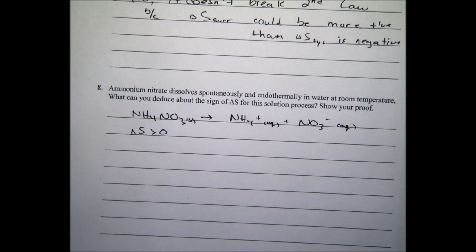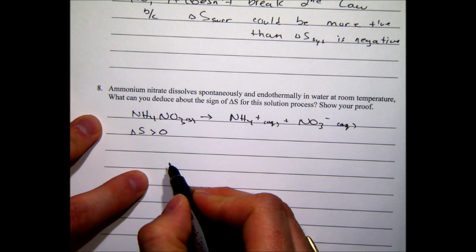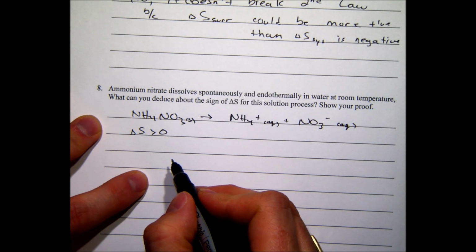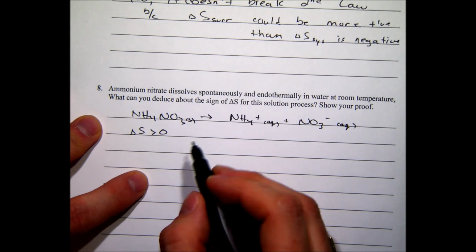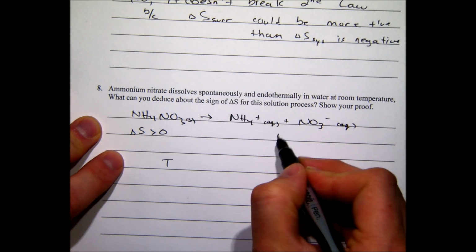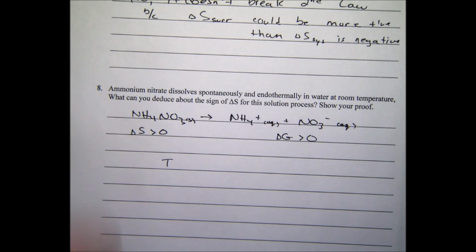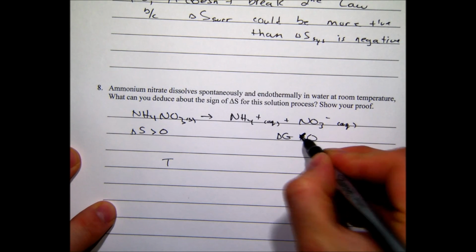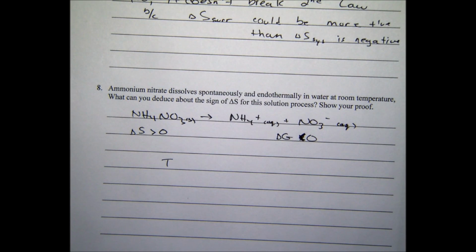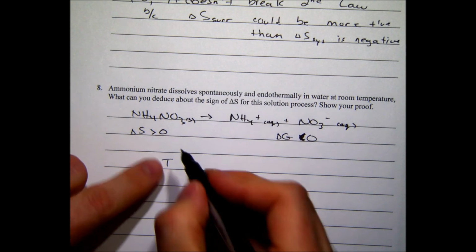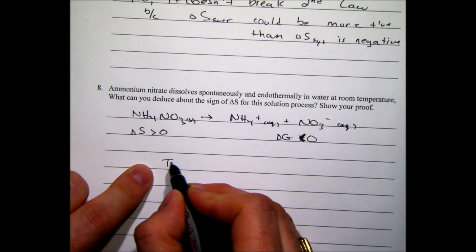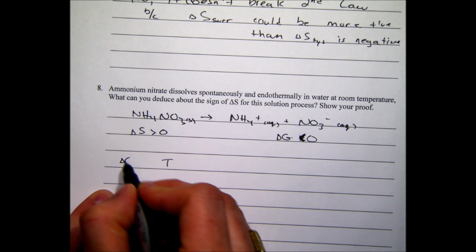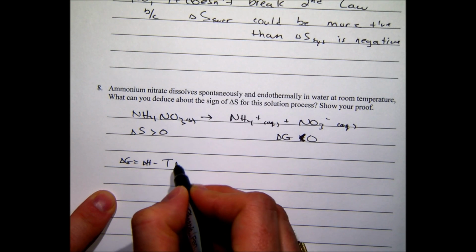There are 2 things that really are going to govern this. We know that this is going to be greater than 0. So we know that delta G is less than 0, meaning that this reaction is very spontaneous. So we know that delta G is equal to delta H minus T delta S.